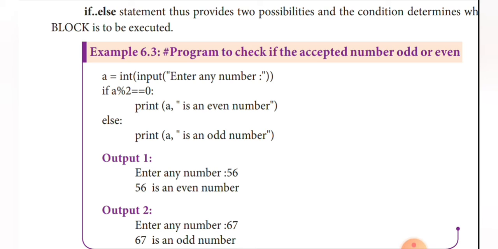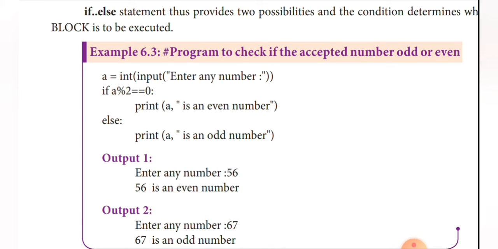So for that you can use a print statement: print(a, "is an even number"). Here a is a variable name, so a shows the value stored in a. For example, if we give the input 56, then 56 is an even number. You can print the value like this. Else: when the condition is false, it goes to the else block.